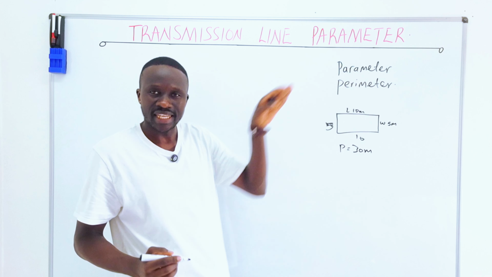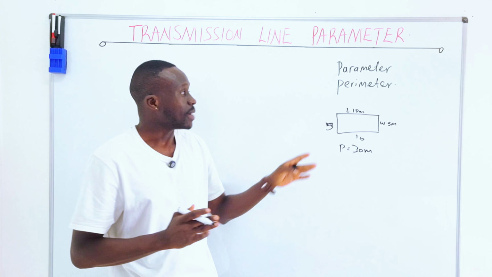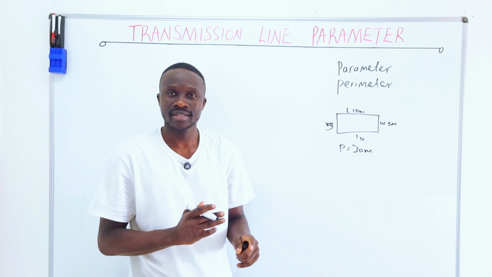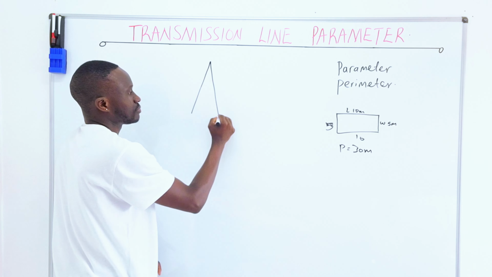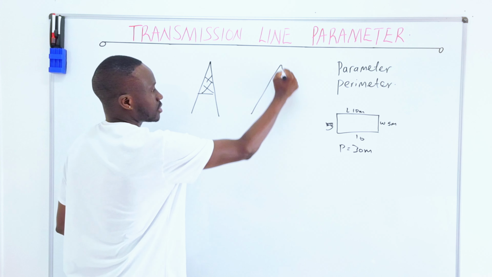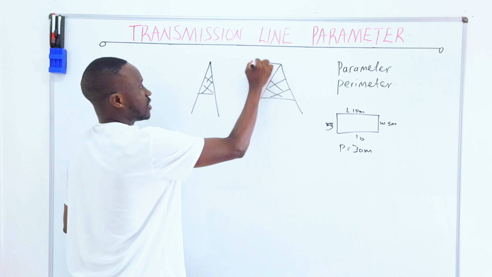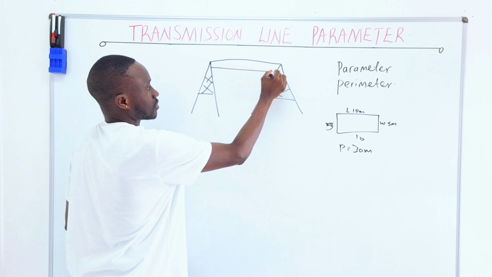But parameter is something different, and this is what we are going to look at: the transmission line parameter. This is our line. This is our pylon. Another pylon, rough estimate. Don't laugh. This is our conductor.